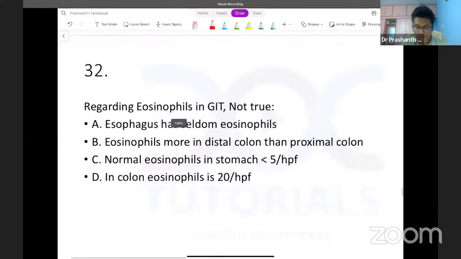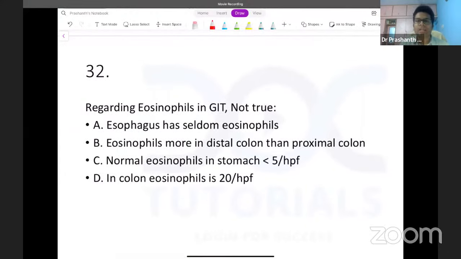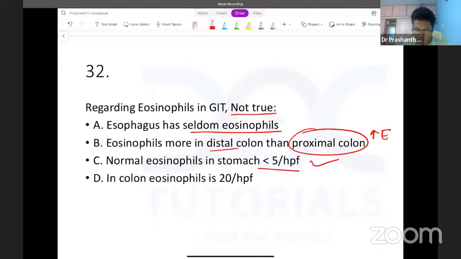Next is regarding eosinophils in GI tract, which is not true. Esophagus is seldom having eosinophils. This is kind of true. The eosinophils are normally not found in a normal esophagus. Eosinophils are more in distal colon than proximal colon. Again, it's kind of false because proximal colon has more eosinophils. Normal eosinophils in stomach is less than 5, which is true. In colon, eosinophils is up to 20. No, it can even go normally up to 50 per high power field also. Which of the following is not true? B is definitely not true.